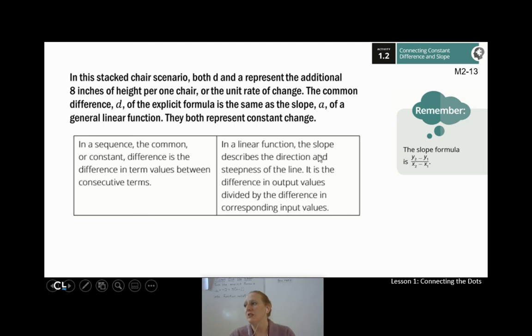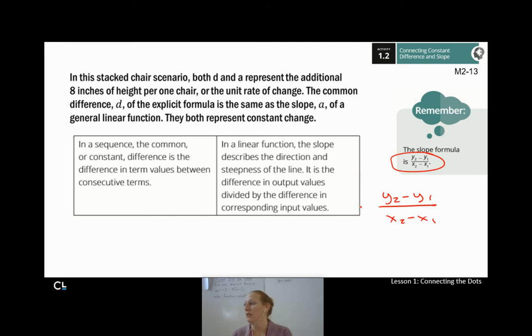In a linear function, it's the slope, and it describes the direction and steepness of the line. It's the difference in your output divided by the difference in your input. Do you remember this formula? If you have 2 points, you can find the slope. You subtract the y coordinates for your rise, and you subtract your x coordinates for your run.